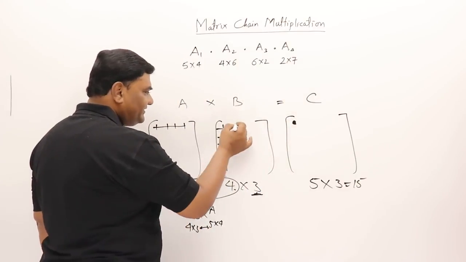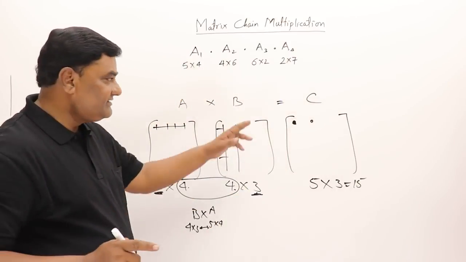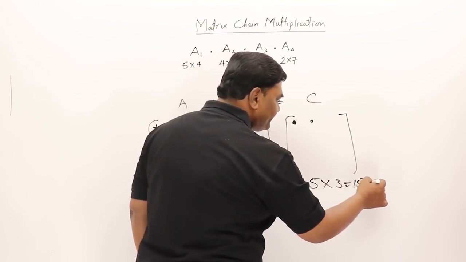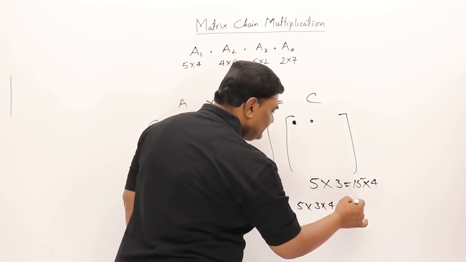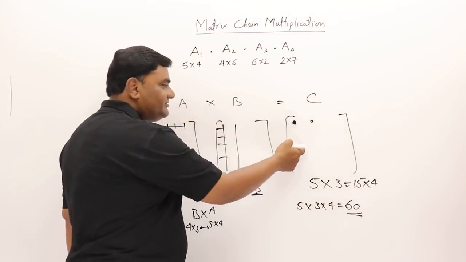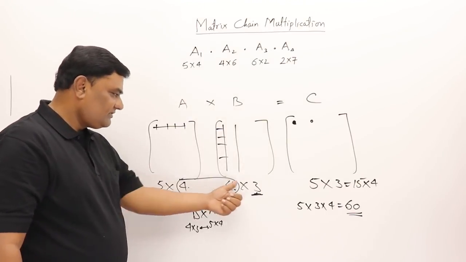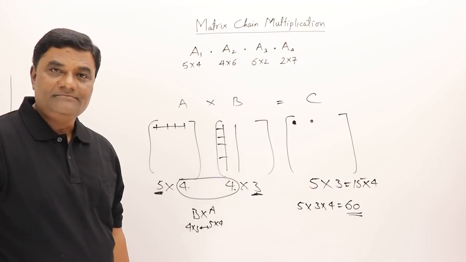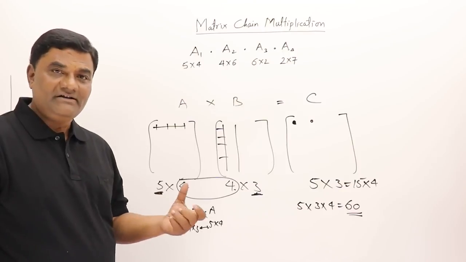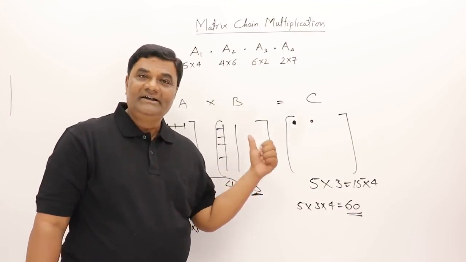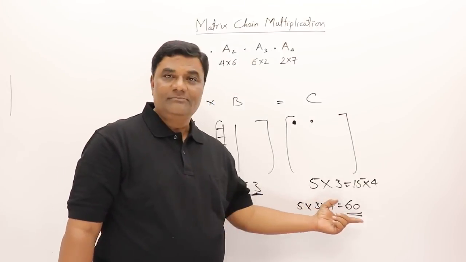Then again, first row with second column, I get this element. So for getting each element of the C matrix I have to make 4 multiplications. So finally it is 5 into 3 into 4, this is 60. So for generating the C matrix I have to make 60 multiplications. 5, 4, 3, 60 multiplications are required, right? So this is about the cost of multiplying two matrices. It depends on the number of multiplications that you are performing. This is how we can find out the number of multiplications.